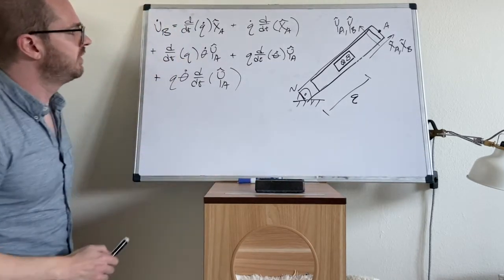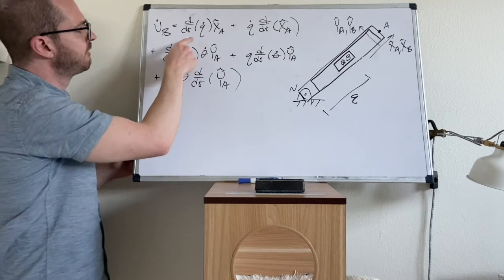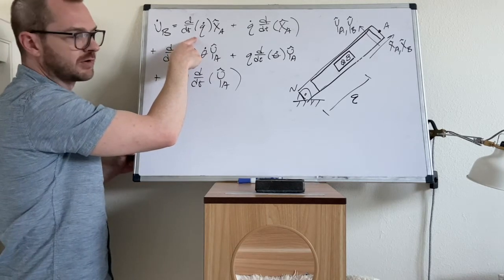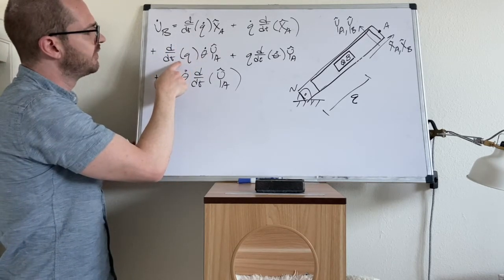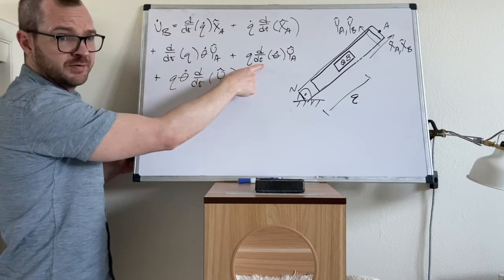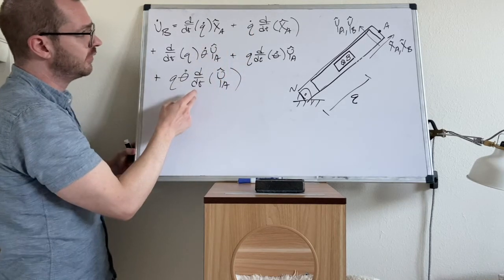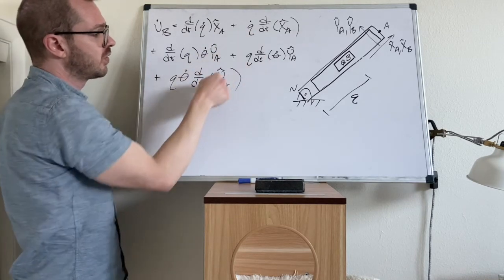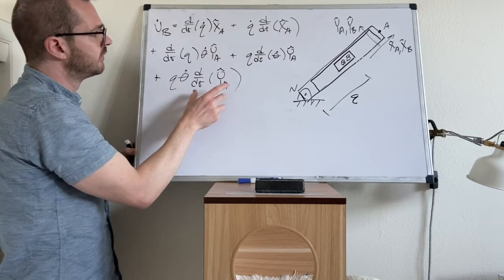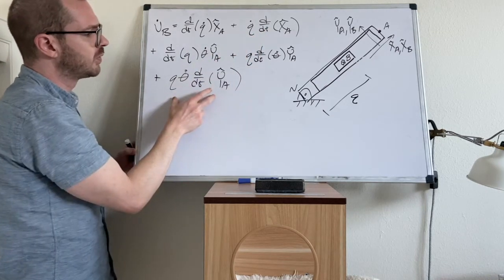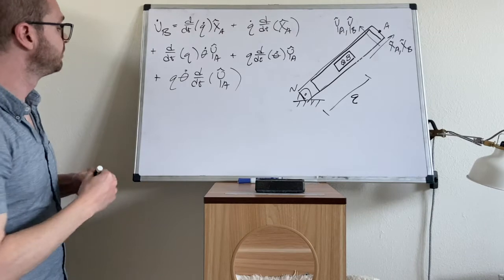So what's going to happen to these terms? Well, this is derivative of a scalar. This is derivative of a scalar. This is derivative of a scalar. The other two are derivatives of the coordinate frames, the moving frames. So we know that these two terms we can replace with transport theorem.